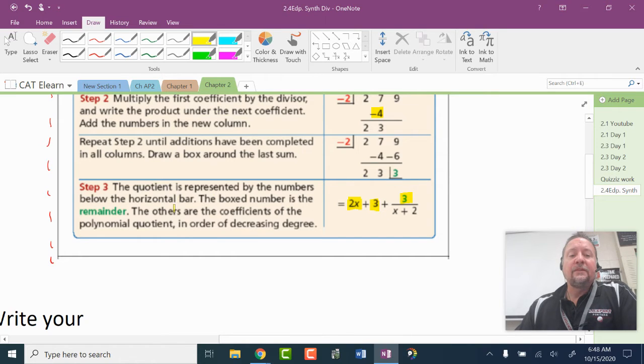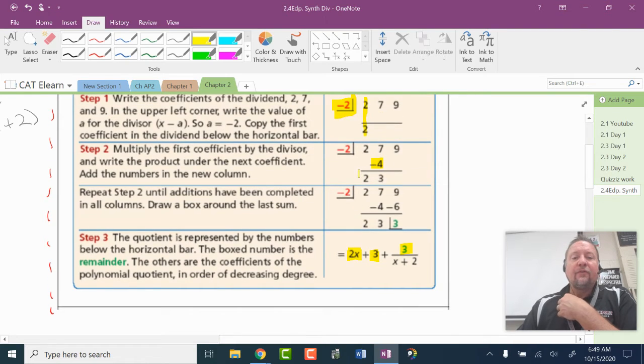So that's all we're doing today. We're doing synthetic division and writing the answers out in what's called fractional form, where you take the remainder over the divisor as a last term. So hopefully you remember this.